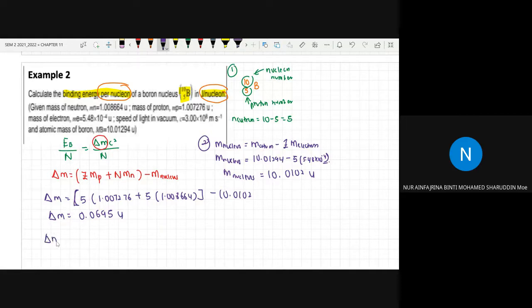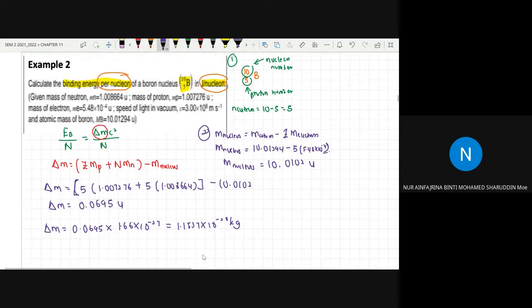Okay, from the mass defect, we need to convert U to kg. So 0.0695 times 1.66 times 10 to the power of negative 27, which gives 1.1537 times 10 to the power of negative 28 kg. Your answer will be slightly different because here I took 4 decimal places. It could be less, so you don't have to worry. So this is the third step.